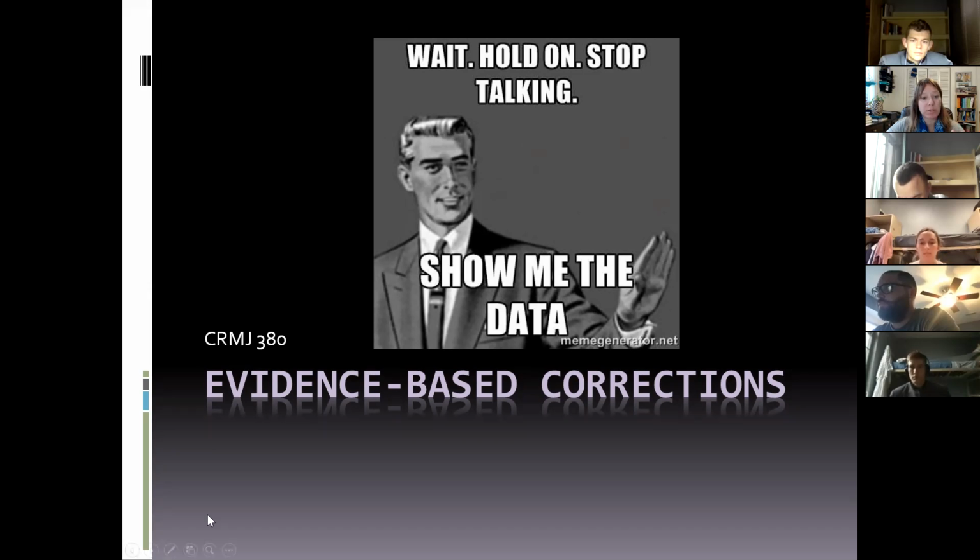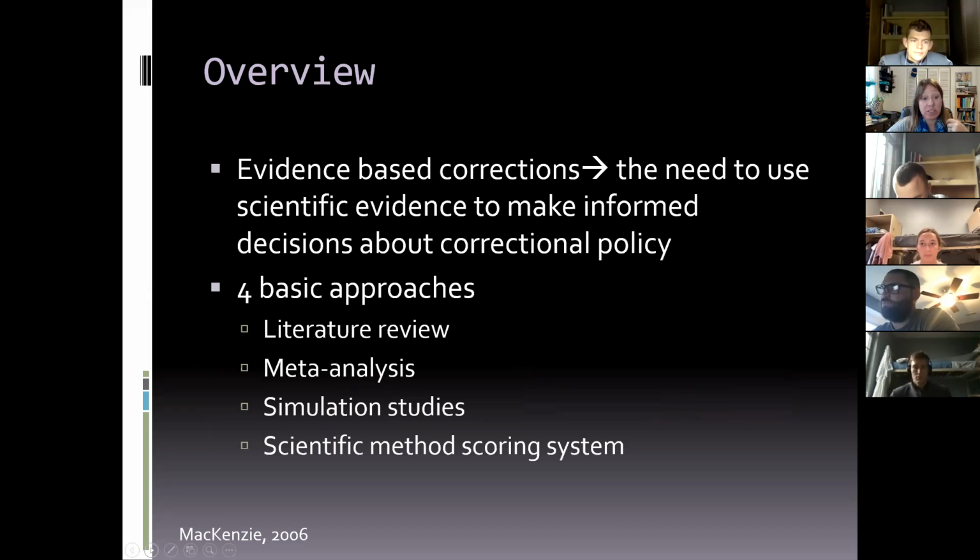So this week was kind of a crash course in evidence-based corrections. We talked about the 4 ways to do this with a literature review, a meta-analysis, simulation studies, also the scientific method scoring system. A lot of times when researchers will do a meta-analysis, they will utilize the scientific method scoring system, but that's not always the case. Sometimes they don't do that.